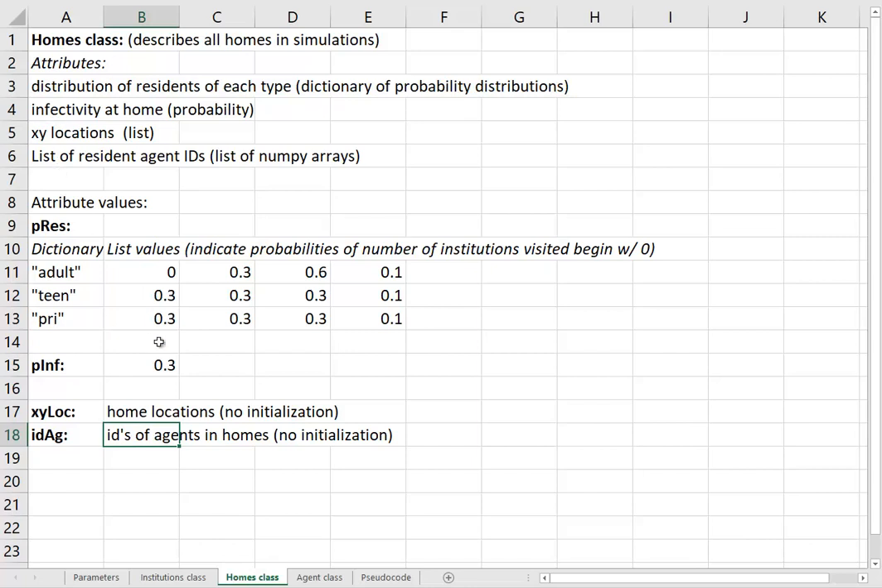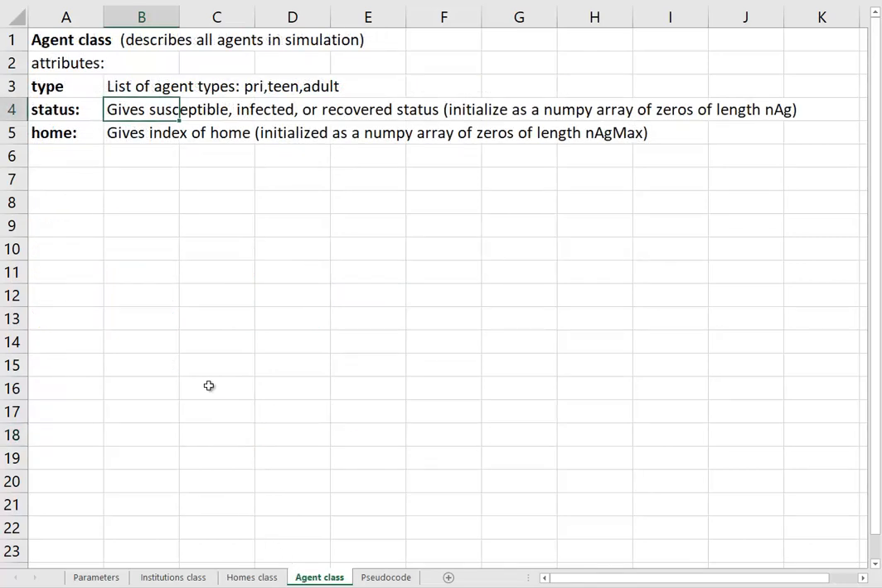All right. Now we have one more class, which is the agent class, and that's here. That's going to describe all the agents in the simulation. And when you define this class, you'll have three attributes: type, and this is going to be a list of agent types. And the different types are pri, teen, and adult. Of course, when you do these, you'll have to have quotation marks around it. Pri, teen, and adult. Okay. All right.